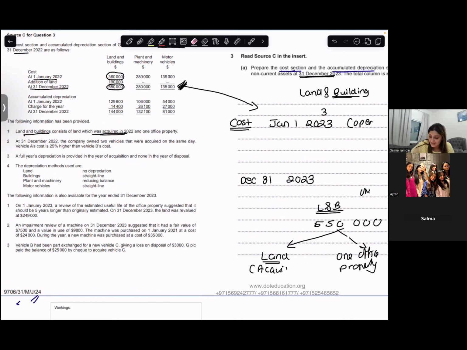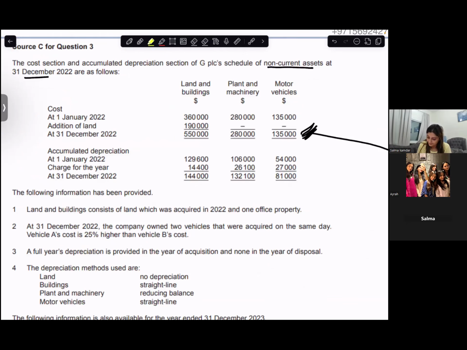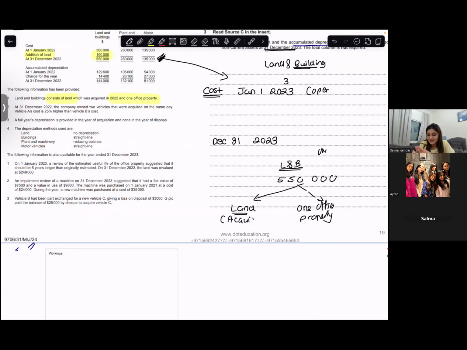So when you read this and you look at the schedule, what can you interpret? That the cost of the land, 190,000, was already included in the 550,000. The reason why they are telling us is that 550,000 is made up of one land and one property. Land is of 190,000. So property will be of how much? Please calculate. 360,000.